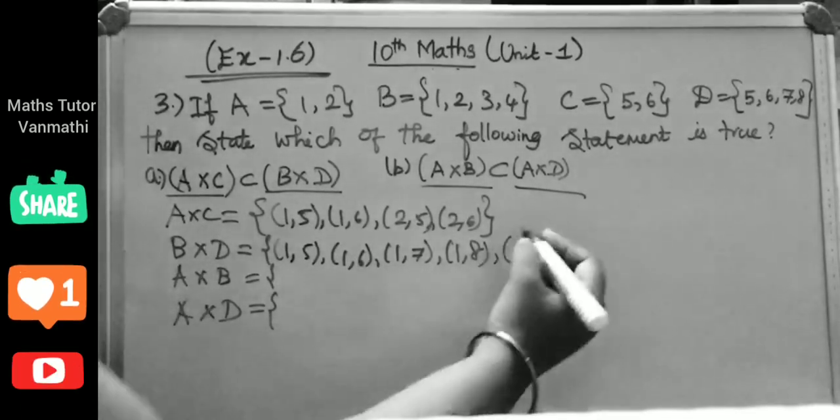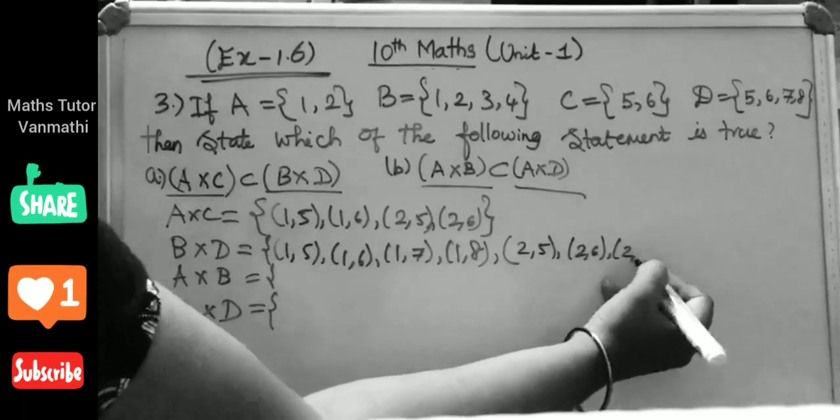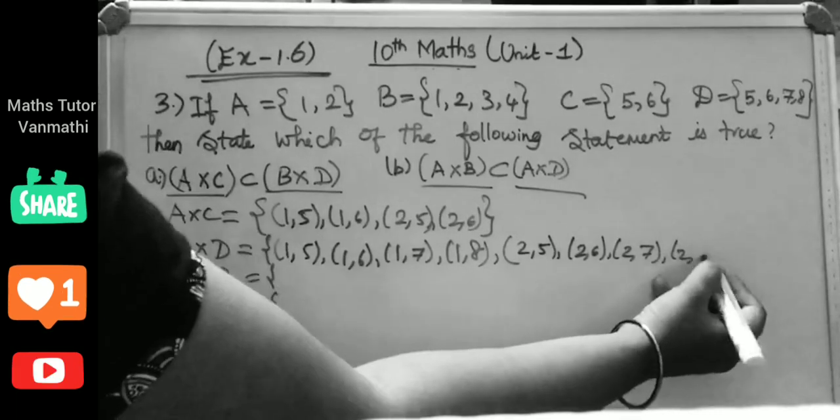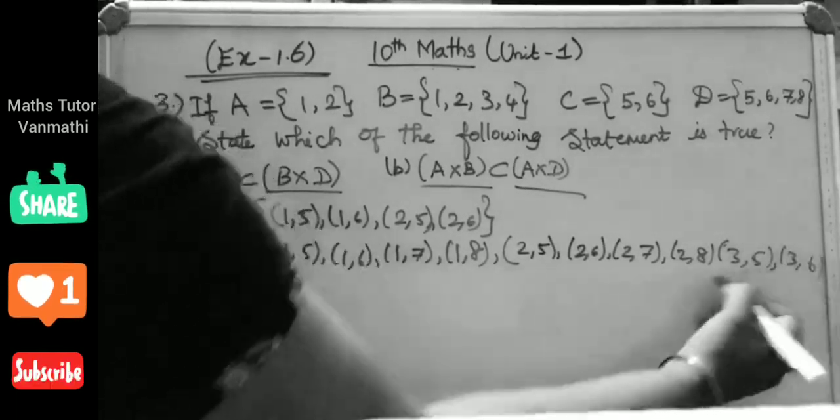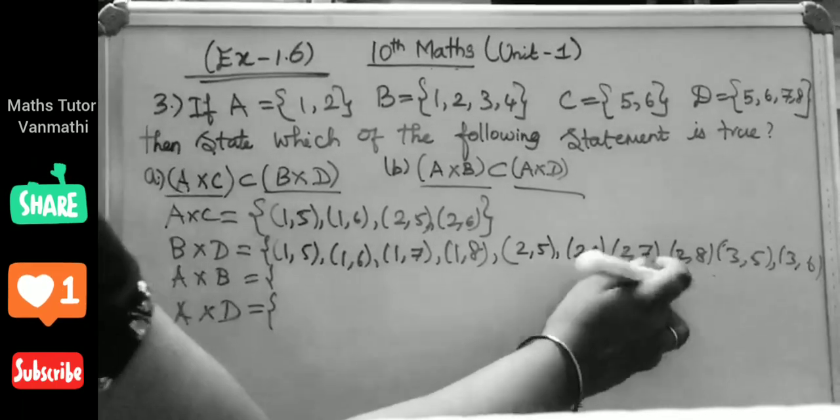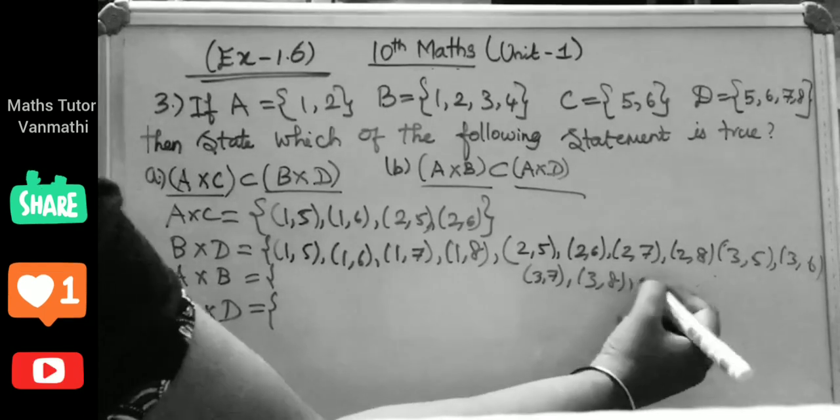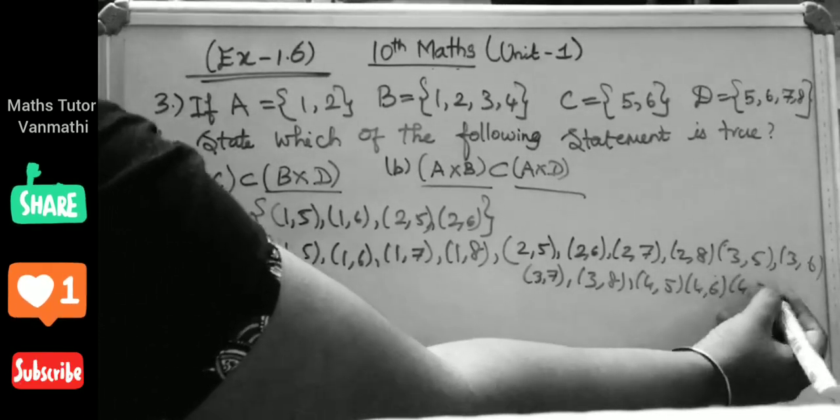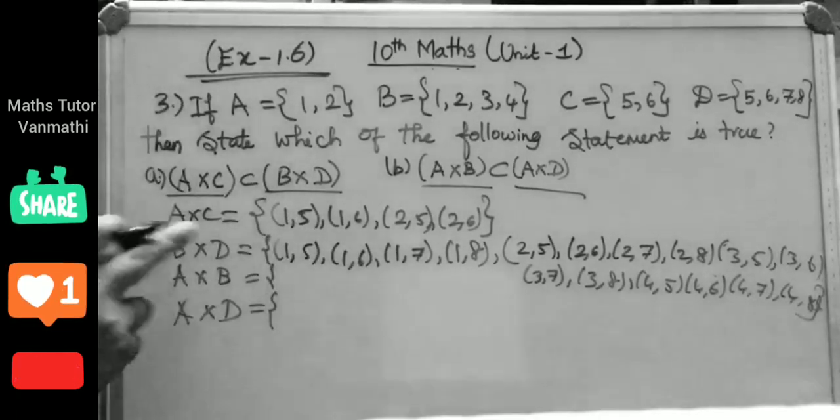Similarly, (2,5), (2,6), (2,7), (2,8), (3,5), (3,6), (3,7), (3,8), (4,5), (4,6), (4,7), (4,8). Clear? This is your B cross D.